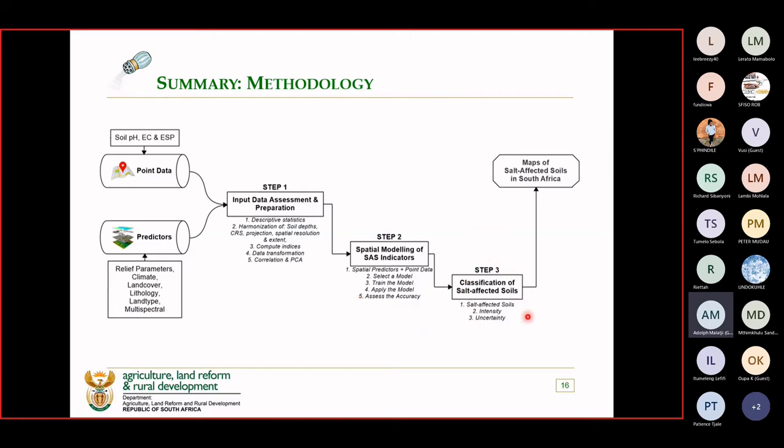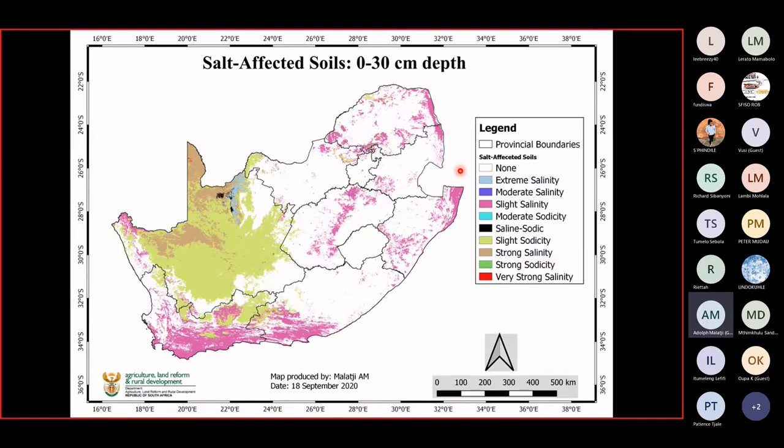And then after that, we did the classification of salt affected soils: where the salt affected soils are, the intensity, and also the uncertainty. And then we had a map of salt affected soils. So this is the map of salt affected soils in South Africa, the modeled one, the predicted one, looking at 0 to 30 centimeter. We also did the same process for 30 to 60 centimeter.